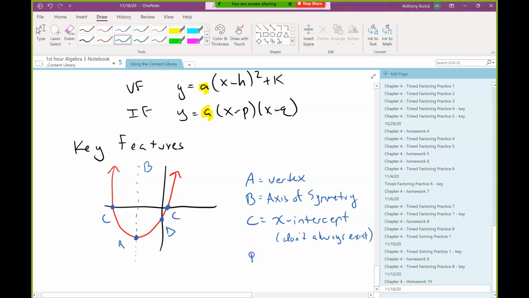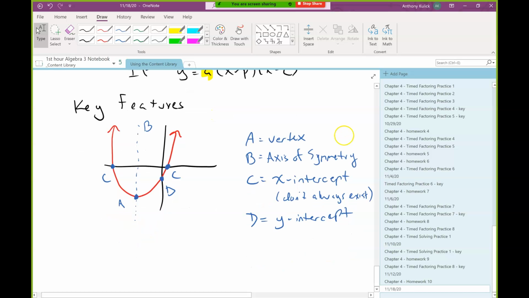If the x-axis is below it, there's no opportunity for it to cross. And then the last key feature there is the y-intercept. The y-intercept is just where the graph crosses the y-axis, and that will always exist. Are there any questions about what these four key features are, or if you were to look at a picture, how to identify them?